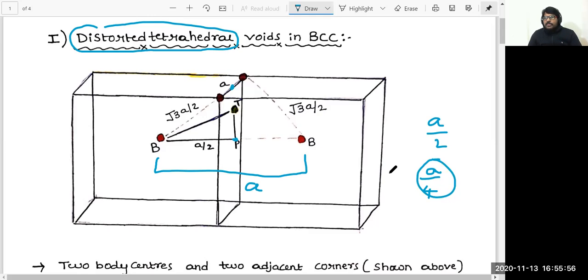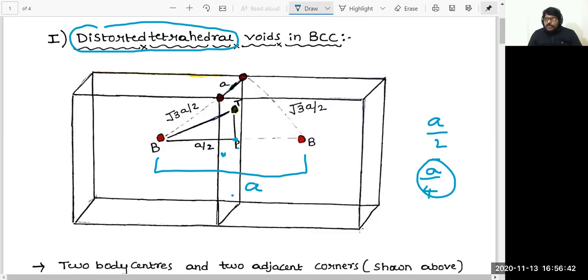The most important thing you have to notice, such kind of tetrahedral voids are formed at 4 places of the face, not only at this position. There is a tetrahedral void here, from this edge center at a by 4 distance, and here as well, because this is also a tetrahedral void, surrounded by 2 corners and 2 body centers. So what I'm trying to convey is that every face of the BCC unit cell has 4 such tetrahedral voids.